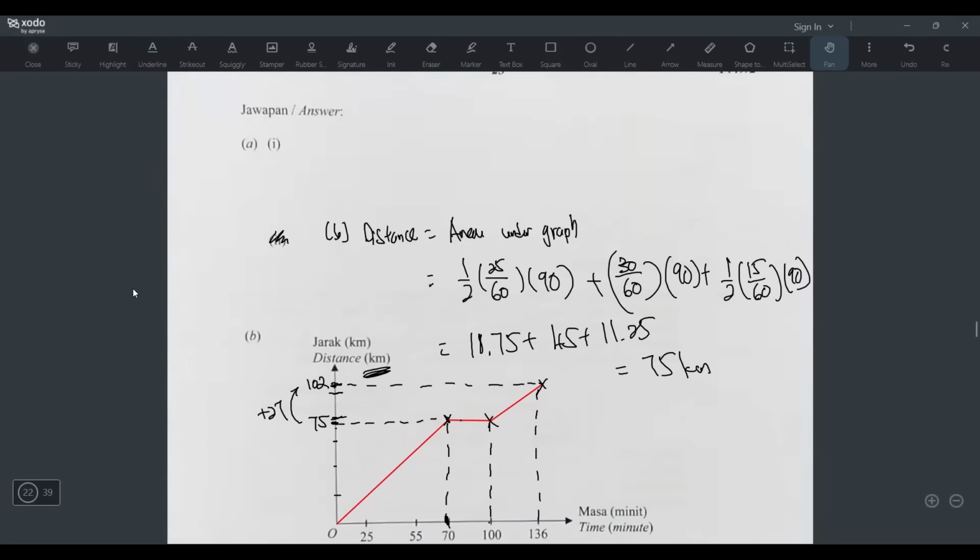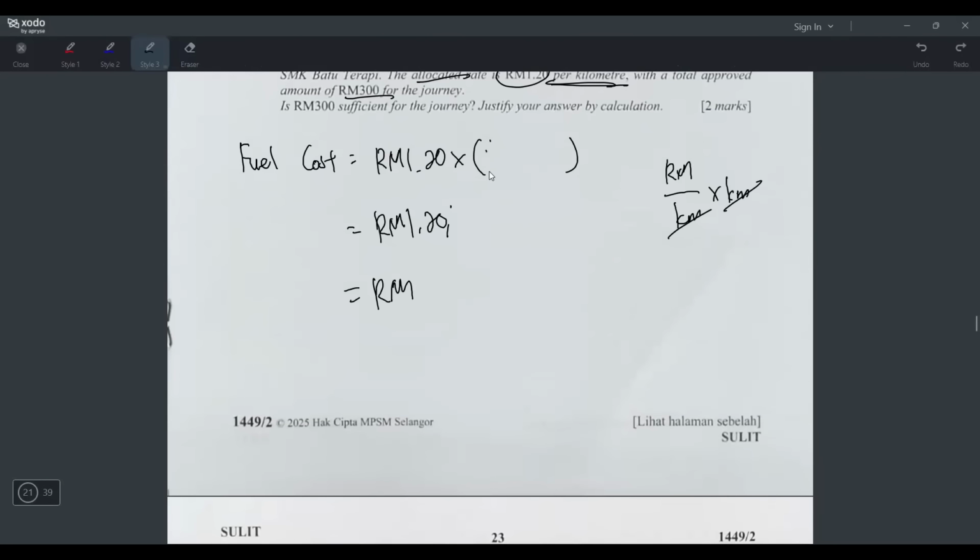The distance for going is 102 km, but going and coming back is times 2. This will be in km. 102 times 2 is 204 km. This one is per hour, and then when you cut per km, you are left with RM 1.2 times 204, and you get 244.80.